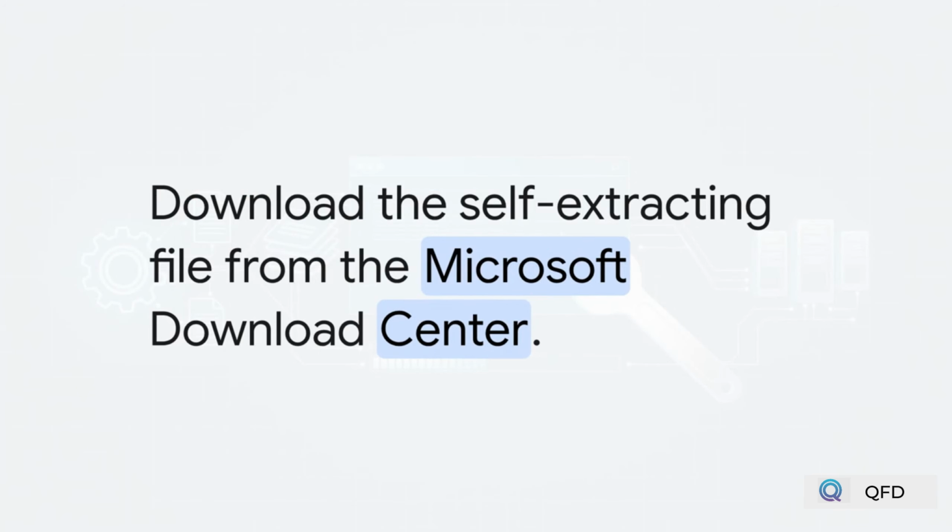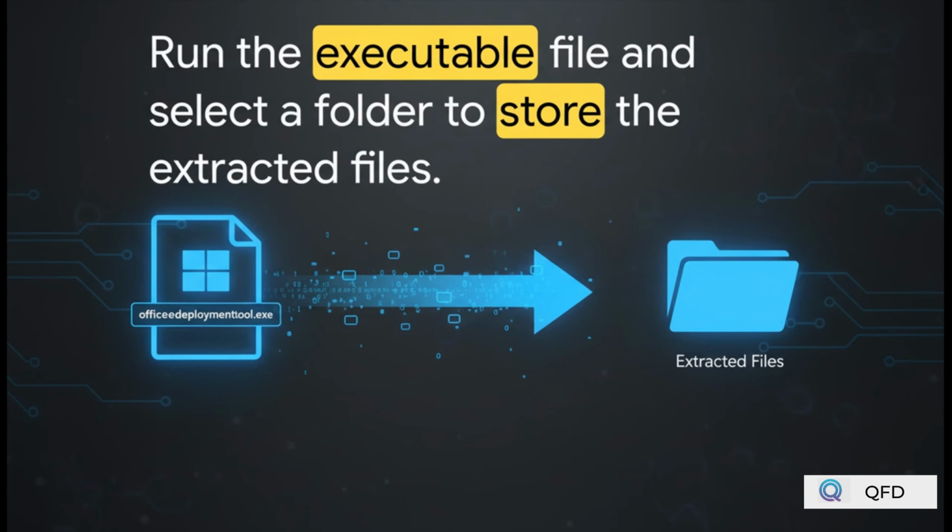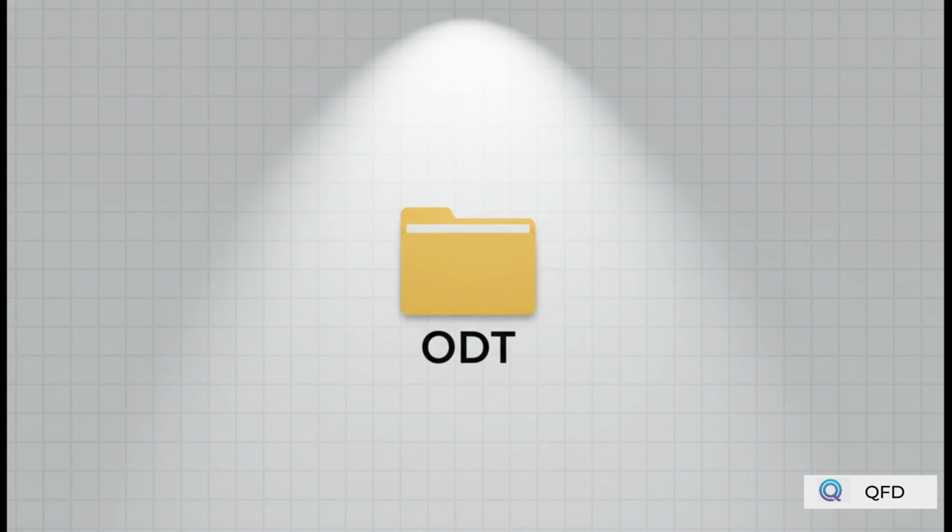First thing you need to do is grab the file from the Microsoft Download Center. Once you have it, just run the file. You'll need to pick a folder to put the extracted files in. We just made a folder called ODT on the desktop. I'd suggest doing something simple like that.